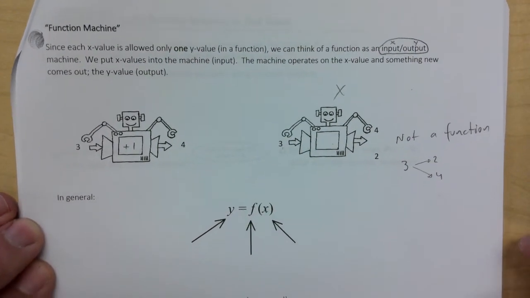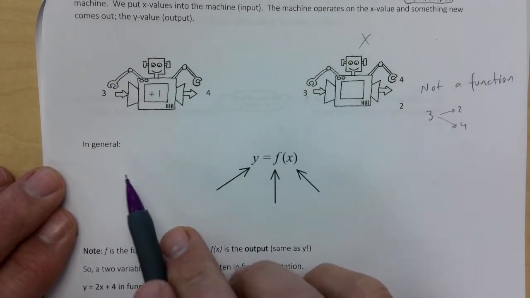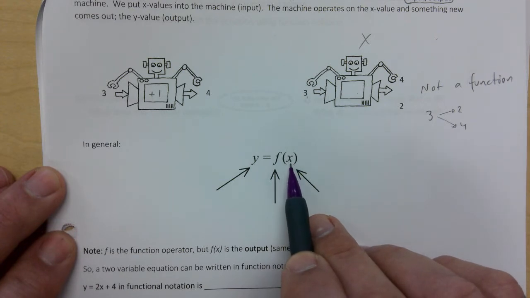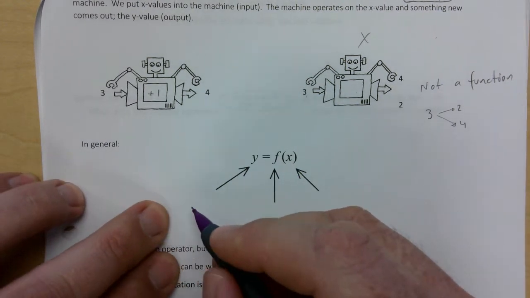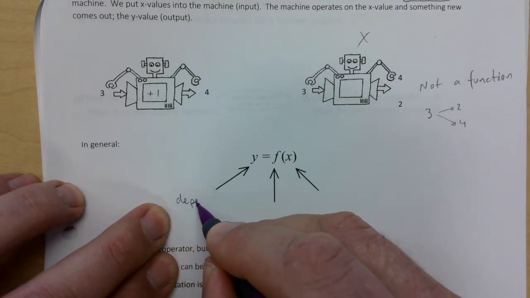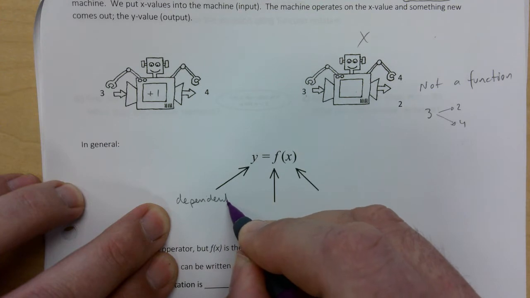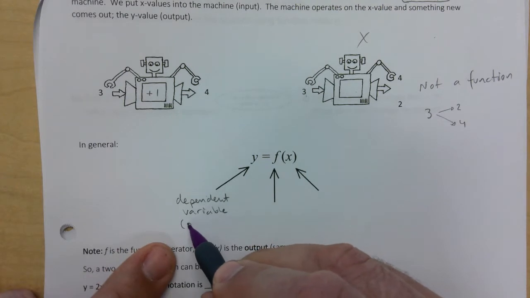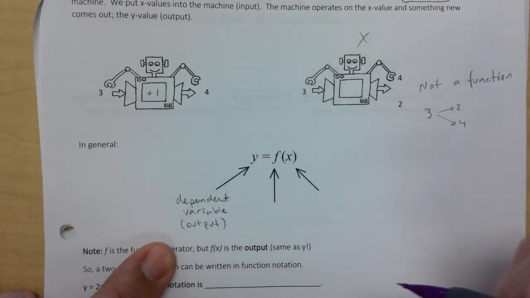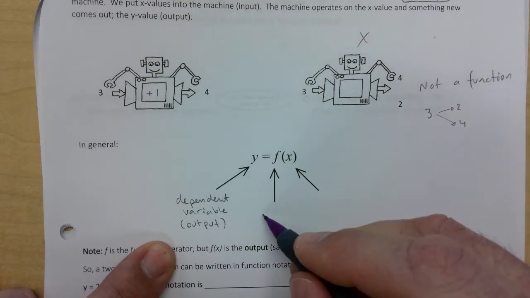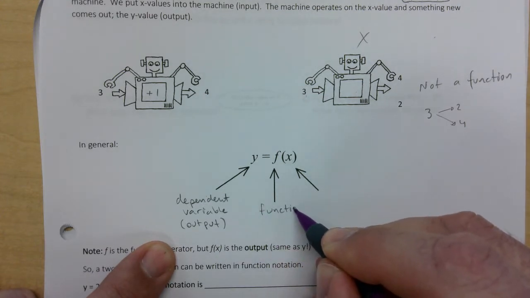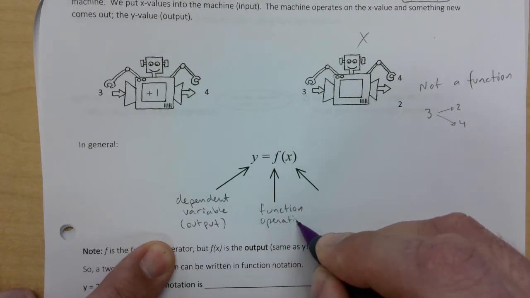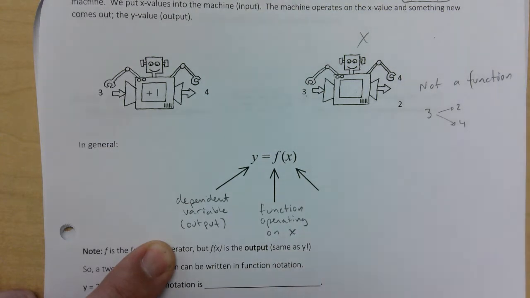So in general, we say that y is equal to f of x. This is going to be our dependent variable, also known as the output. We will sometimes refer to it as that, it represents the output. This is the function operating on x. This is the function.